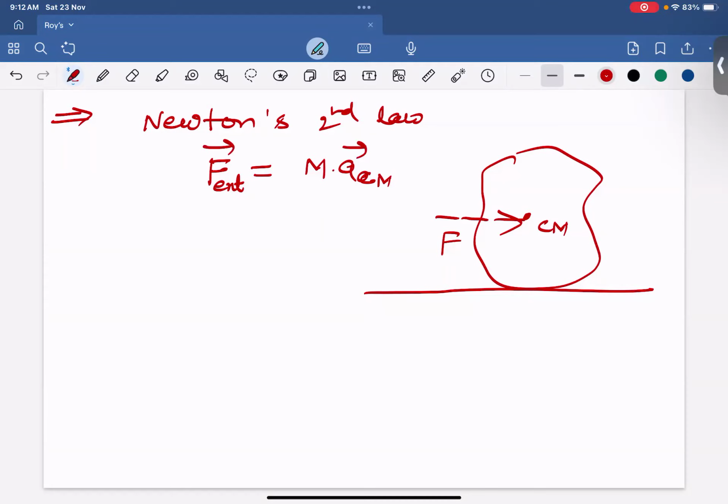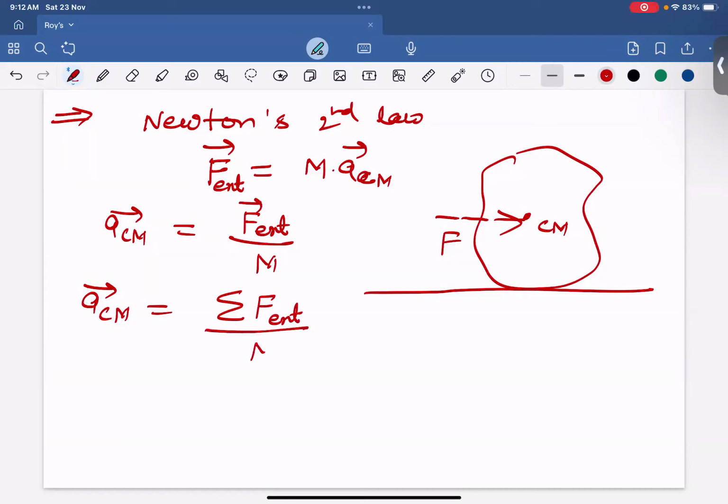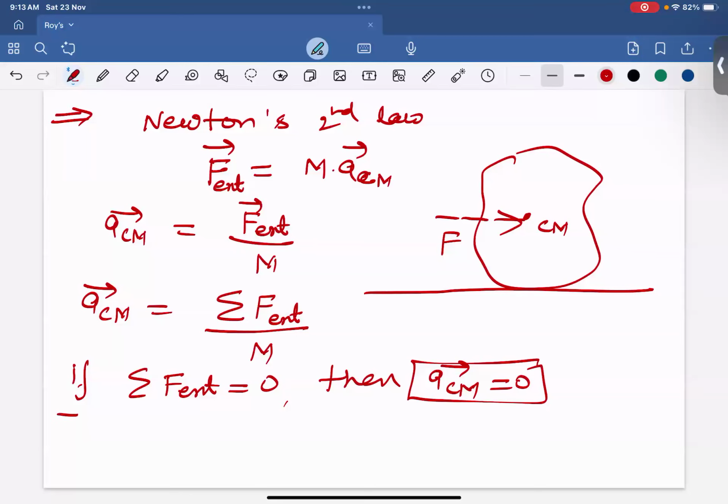That means the acceleration of center of mass is basically equal to the external force that we are applying divided by the total mass. If there is more than one force, then the acceleration of center of mass is the summation of all external forces, vector addition, divided by the total mass. Now, let's suppose the external force acting is zero. If there is no external force acting on the particle, then the acceleration of center of mass will also be zero. So the velocity of center of mass will remain constant if it is moving. Otherwise, if it was at rest, then it will continue to be at rest.